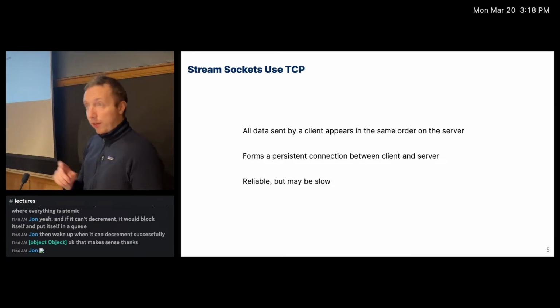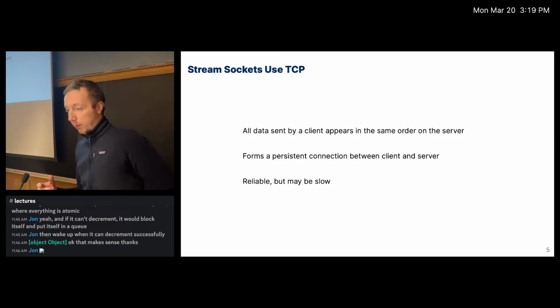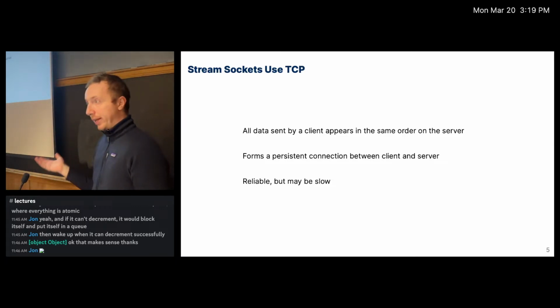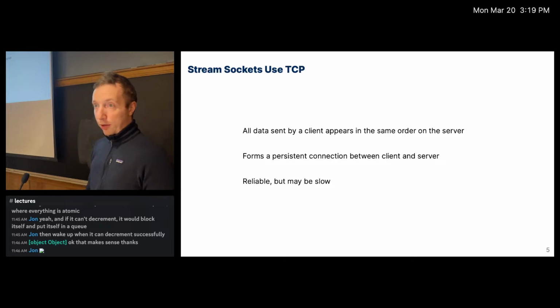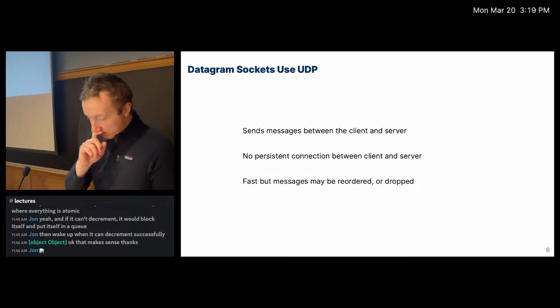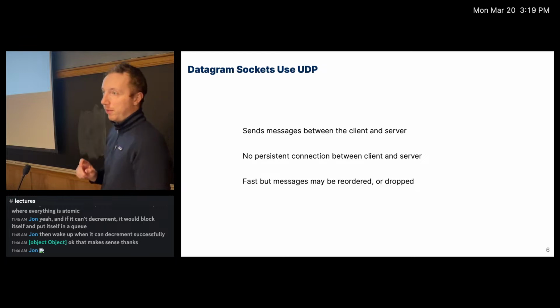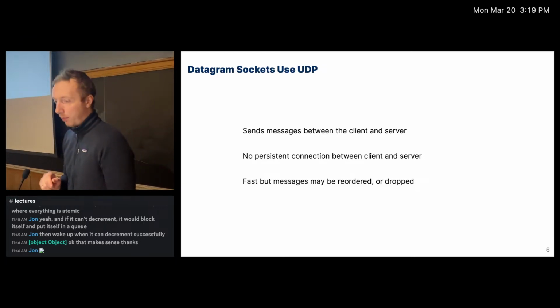So this also forms a persistent connection between the client and server. So if one of them disconnects, someone unplugs a cable, Wi-Fi goes out, whatever, one will know the other has gone offline because the connection will be broken. And essentially, you'd get an error from any system calls with that file descriptor if that connection is now broken. So this is reliable, but may be slow because, as you might figure out in a networking course, doing this is actually quite difficult. So the other option is datagram, which uses UDP, which you might have also heard before.